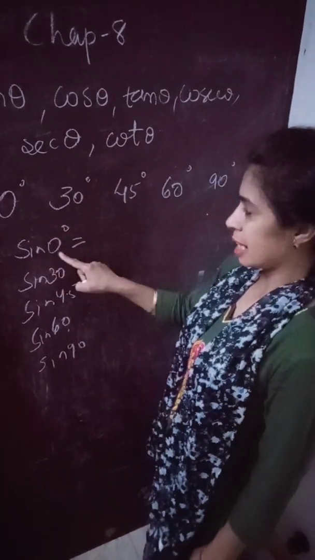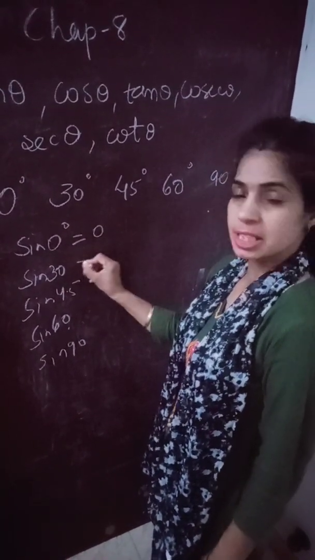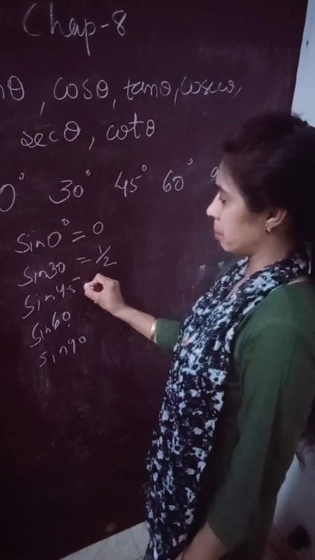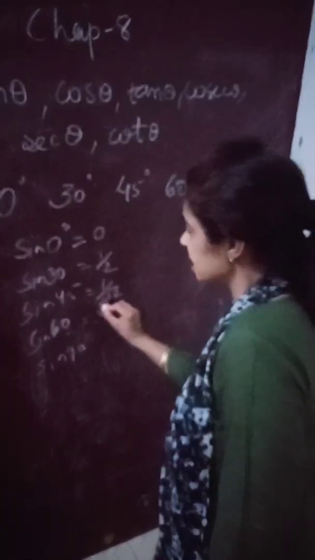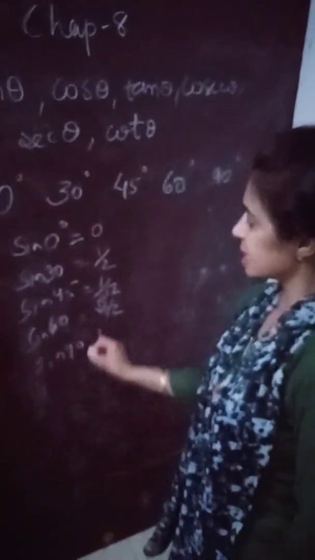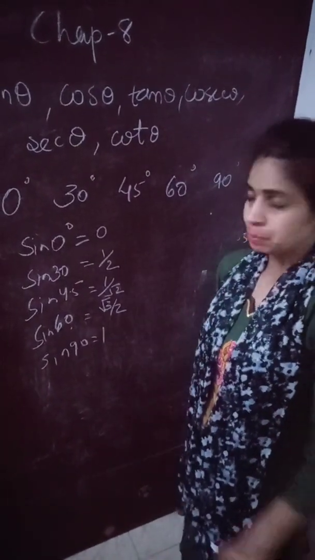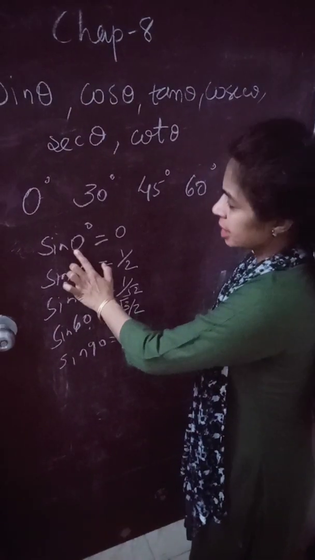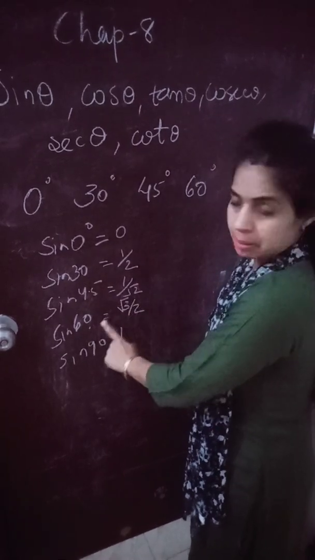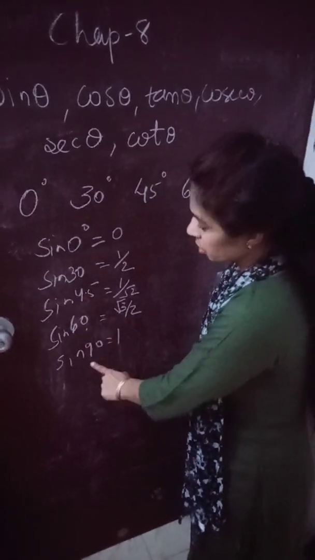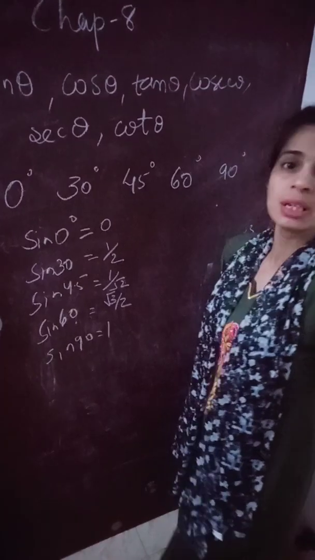Let us talk about sin 0 degree. Sin 0 degree is 0. Sin 30 is 1 by 2, sin 45 is 1 by root 2, sin 60 is root 3 by 2 and sin 90 is 1. So you may see, it is very easy to learn these. Sin 0 is 0, sin 30 is 1 by 2, sin 45 is 1 by root 2, sin 60 is root 3 by 2, sin 90 is 1.